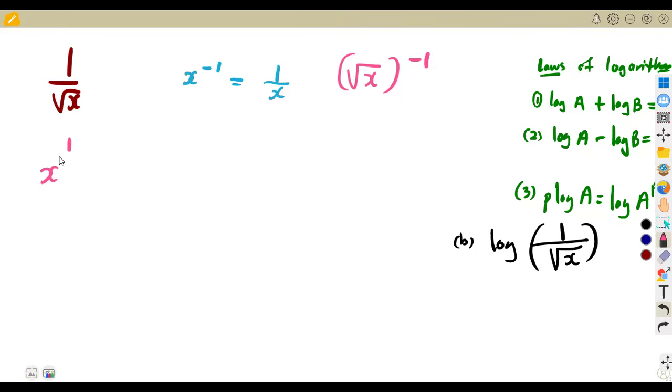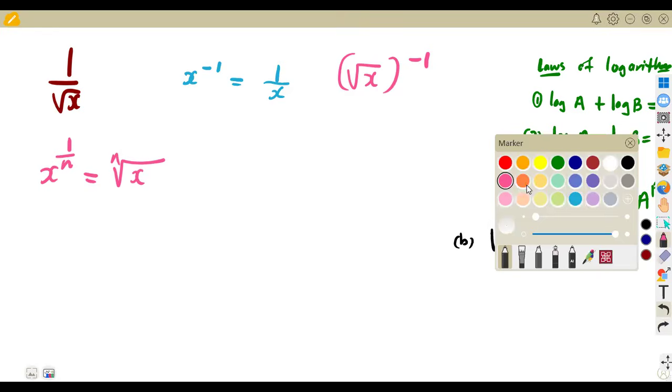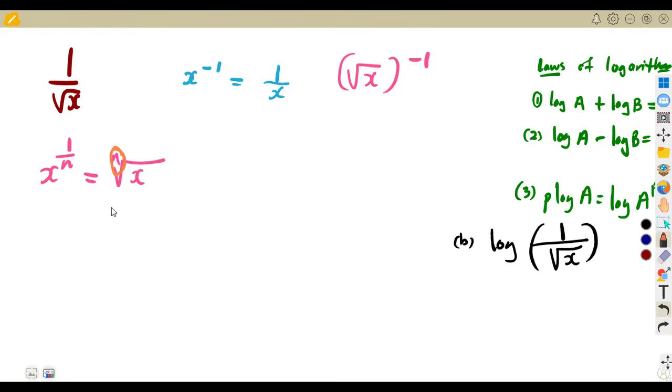X to the exponent of 1 over n means the nth root of x. Take note. X to the exponent of 1 over n means the nth root of x. What does it mean? The number that we are having inside of the root sign is the number that is in the denominator. Meaning to say, for the square root of x, the number inside is a 2. So that means it was x to the exponent of 1 over 2. If this was the cube root of x, that means it was x to the exponent of 1 over 3.